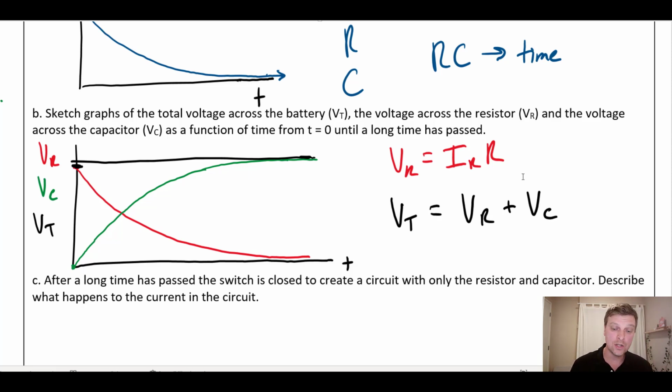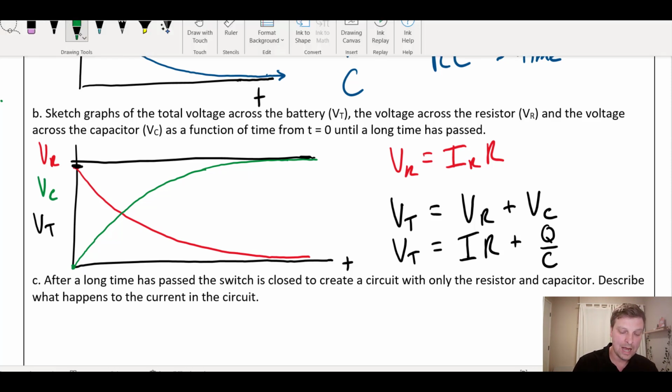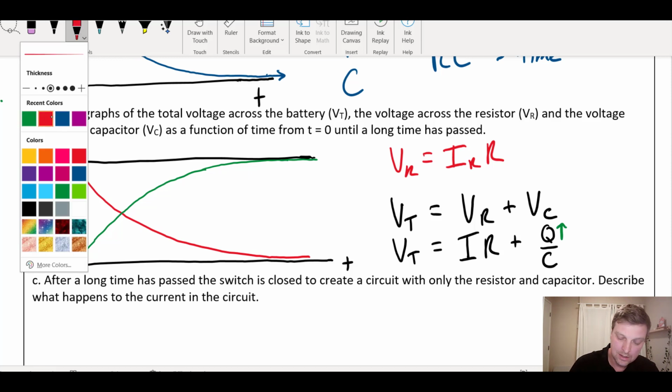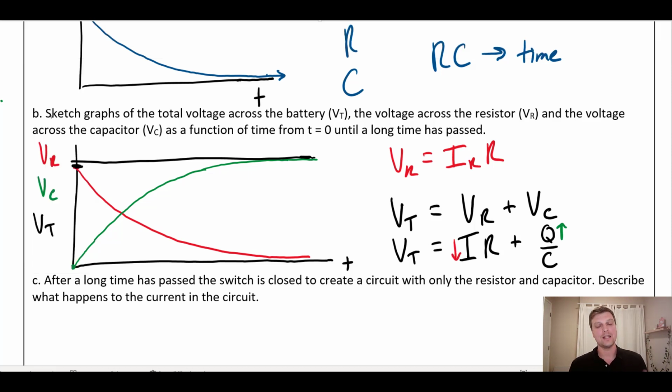Now, we know that the voltage used by the resistor is going to be the current times the resistance. And from our rules about capacitors, we know that the voltage is really just the charge divided by the capacitance. So you can see here that as time goes on, the charge builds up and builds up and gets larger and larger, and at the same time, the current decreases over time. And that explains those three graphs that we saw there.